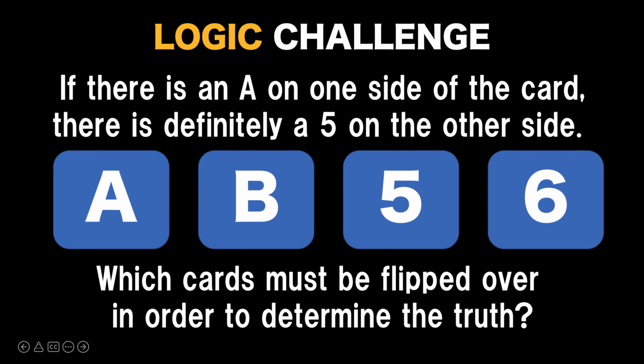We are given 4 cards with letters A, B, 5, and 6. And here's the test statement: If there is an A on one side of the card, there is definitely a 5 on the other side. Now, which cards must be flipped over in order to determine the truth of the above statement?